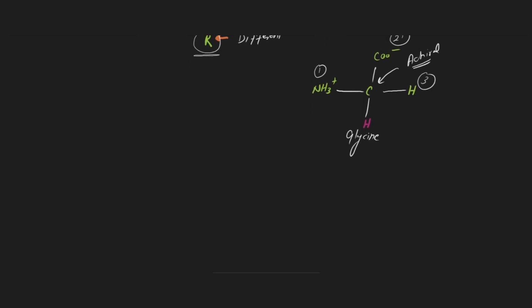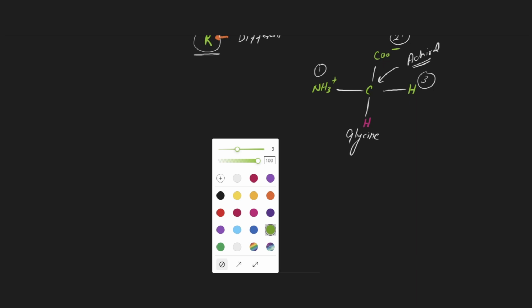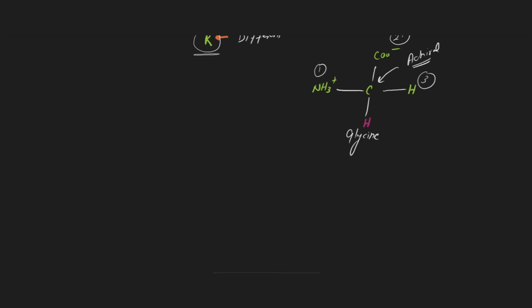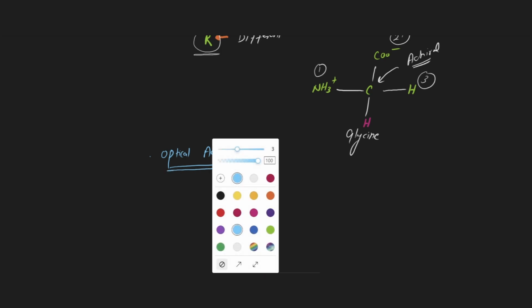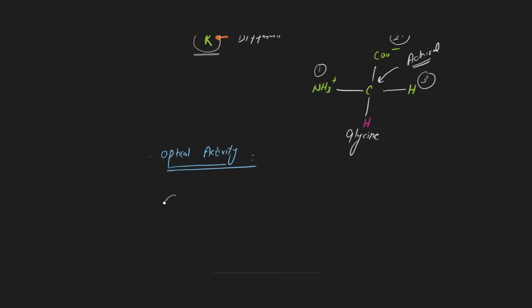Now, why are we discussing this achiral and chiral nature of amino acids? This is because all the chiral amino acids exhibit a property which is called optical activity. Now, what is optical activity? Okay, so first of all, let's suppose we have here a normal light. We have normal light here.